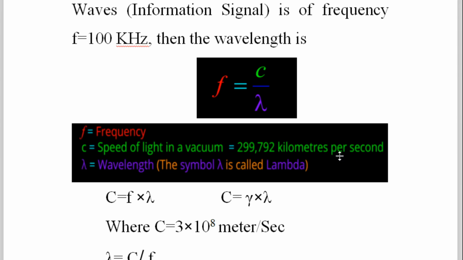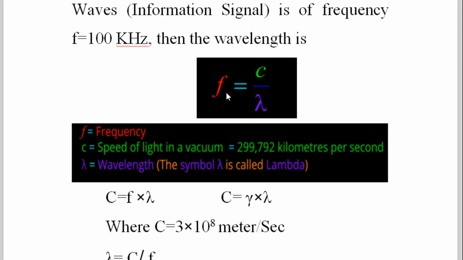But normally in our practical calculation we take it as 3 into 10 raised to 8 meter per second, so that you just remember the speed of the light, and lambda is the wavelength. So this is the equation which represents the relationship between frequency and lambda. C comes into the picture. The c is the velocity of light.